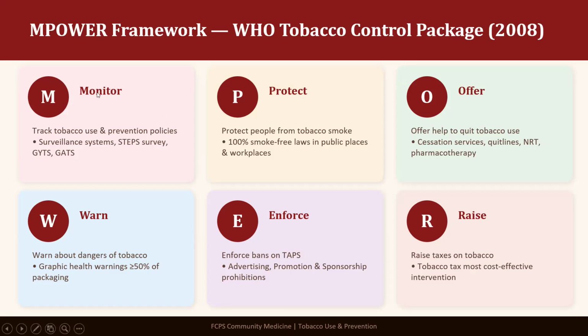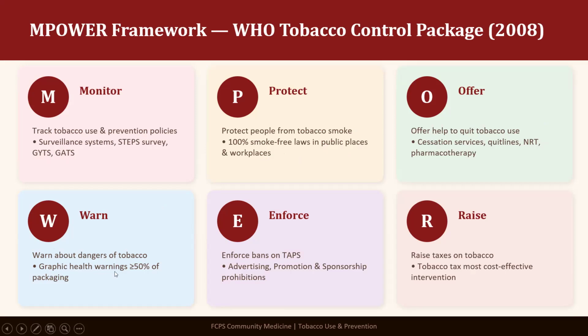2008, which is: Monitor tobacco use and prevention policies through surveillance systems such as the STEPS survey, Global Youth Tobacco Survey, and Global Adult Tobacco Survey. Protect people from tobacco smoke, with 100% smoke-free laws in public places and workplaces in Pakistan. Offer help to quit tobacco use through cessation services, NRTs, and pharmacotherapy.